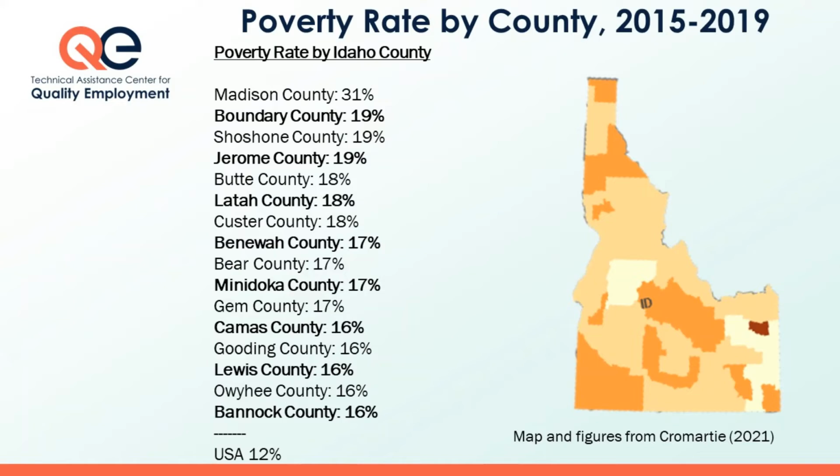And there really isn't a clustering of several counties together where you could say, here's where the poor in Idaho are. It's much more scattered than that. The one county to consider is Madison County, which has a very high poverty rate, 31%. So 1 in 3 people in Madison County meets the criteria that the United States government has set out to be considered impoverished.